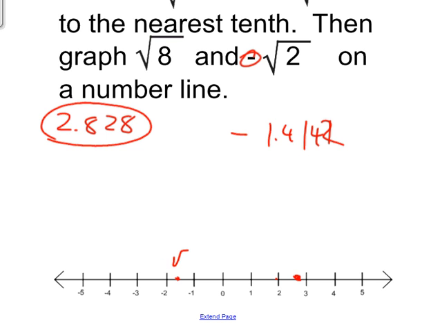So that becomes the negative square root of 2. This is, of course, the positive square root of 8. And which would be larger? Well, the square root of 8 is larger than the negative square root of 2.